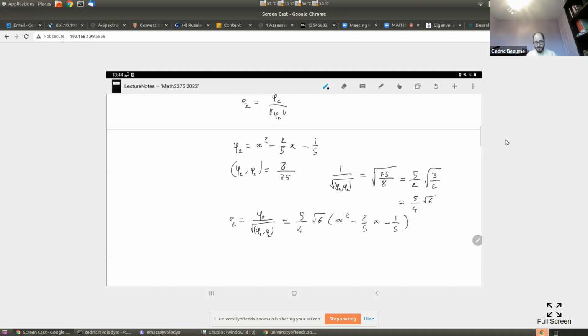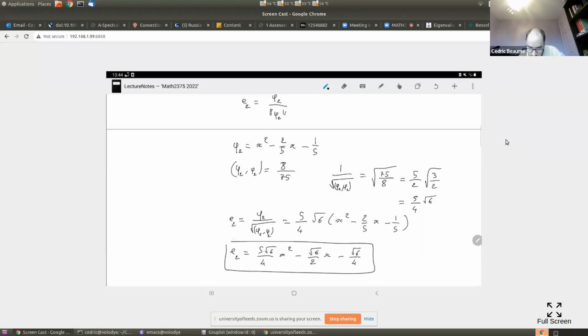It's becoming difficult. Okay, so E2 equals 5 square root of 6 divided by 4 x squared, minus square root of 6 divided by 2 x, minus square root of 6 divided by 4. And this is your second function.